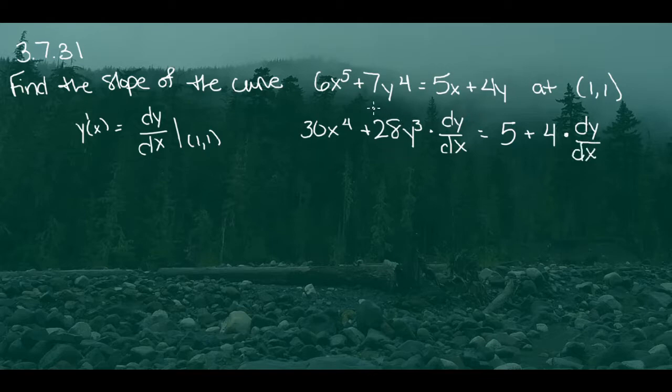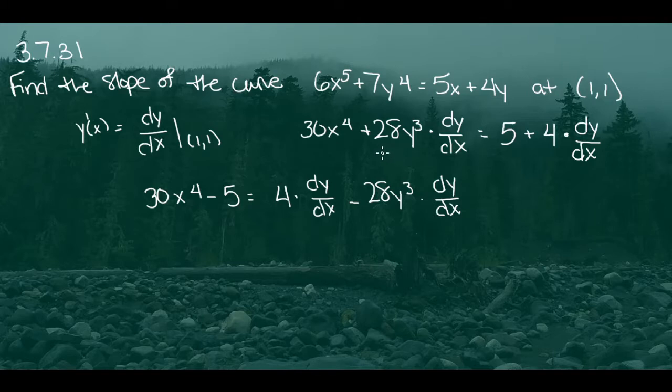Okay, so now what I'm going to do is try and get all these dy/dx's on a single side. So I'm going to subtract this over and subtract the 5 over. So what do I have? I have 30x to the 4th minus 5 is equal to 4 times dy/dx minus 28y to the 3rd times dy/dx.